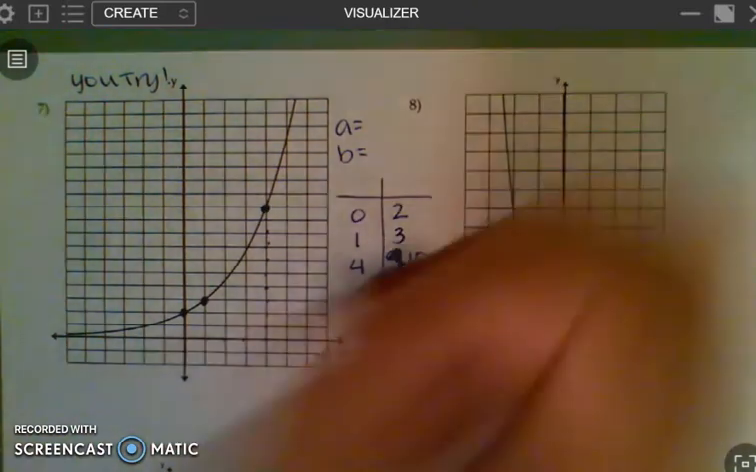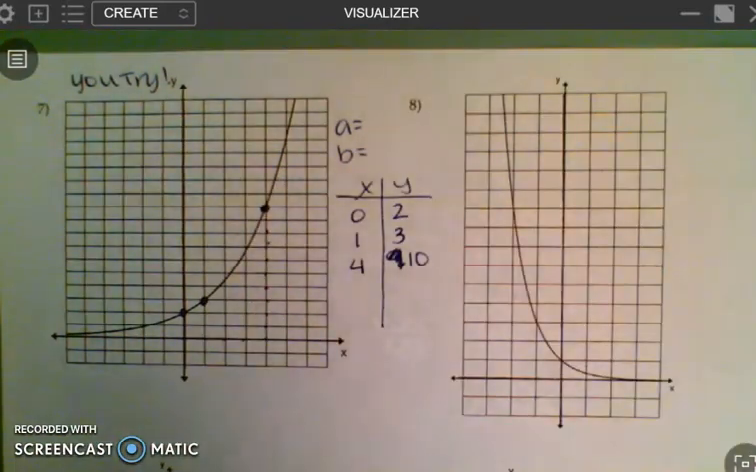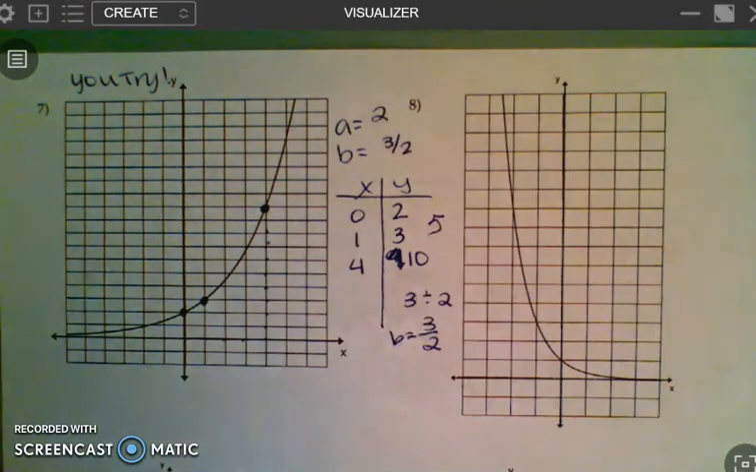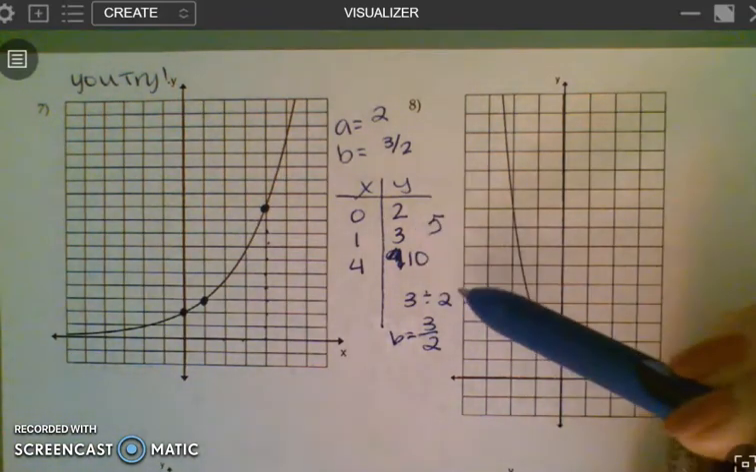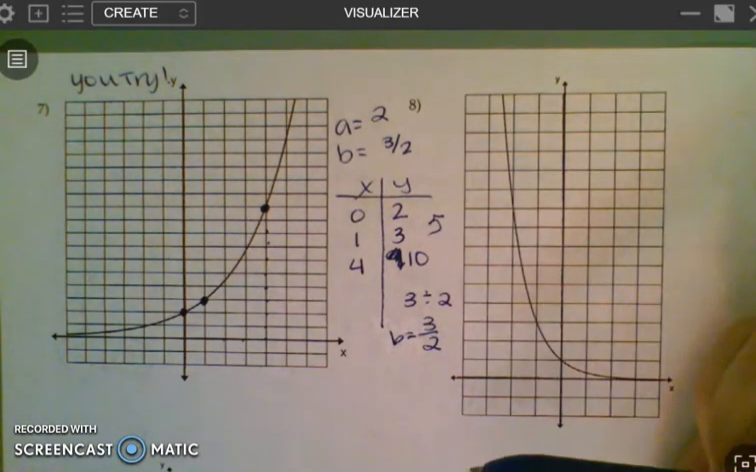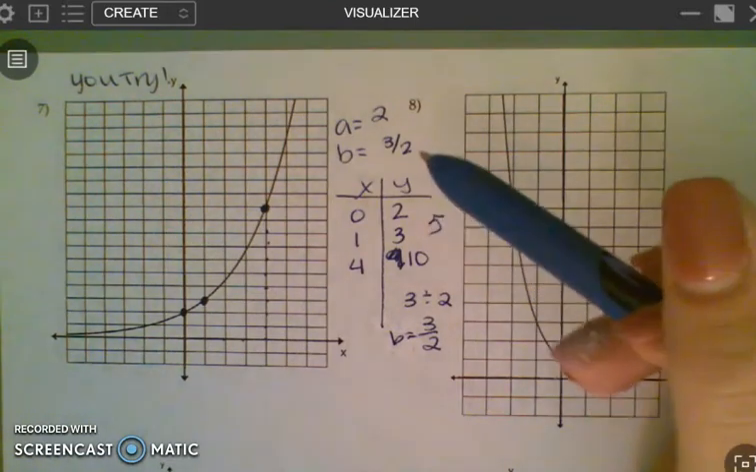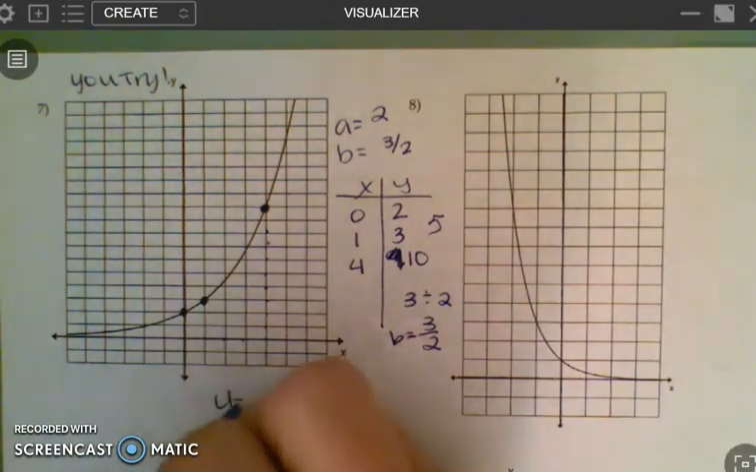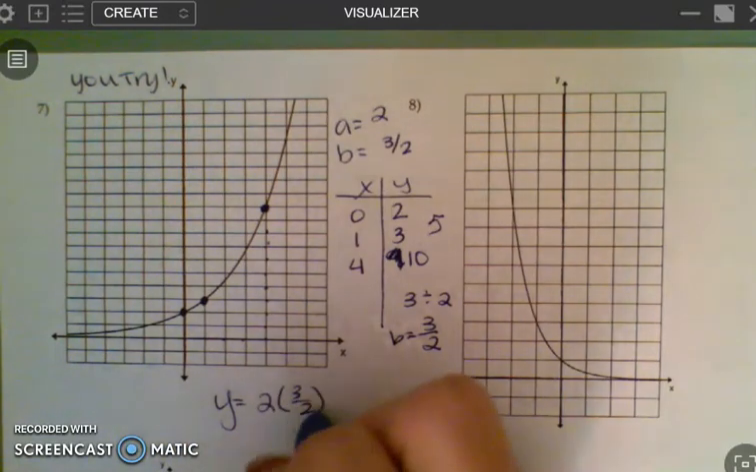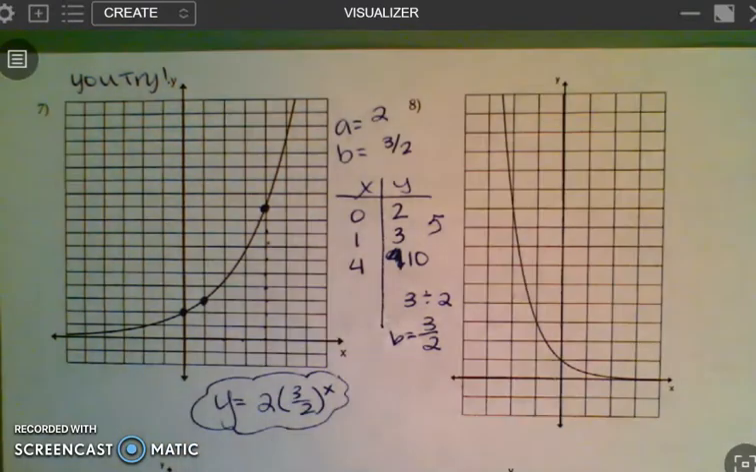Okay, so your table should have been 0, 2, 1, 3, 4, 10. So if you have that as your table, go ahead and find your ratio and write the equation. Okay, so your ratio, second divided by first, is 3 divided by 2, is just 3 over 2. Doesn't simplify any. And then my A is 2. So your final answer should be y equals 2 times 3 over 2 to the x. Okay, I want you guys to try 8, 9, and 10 on your own, and then check your answers on the answer key.